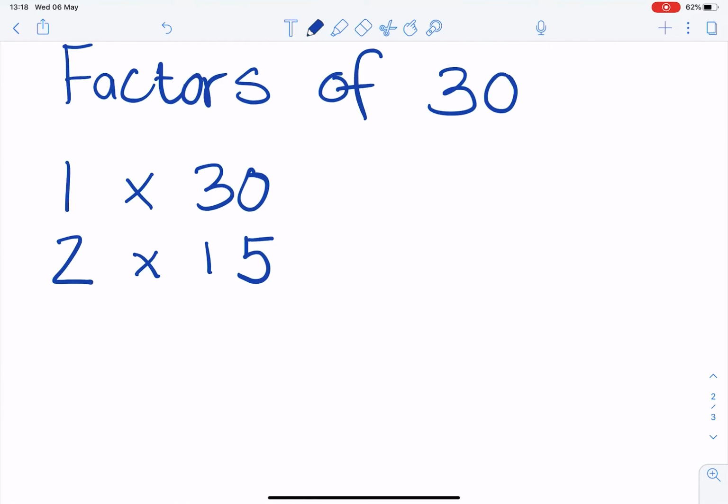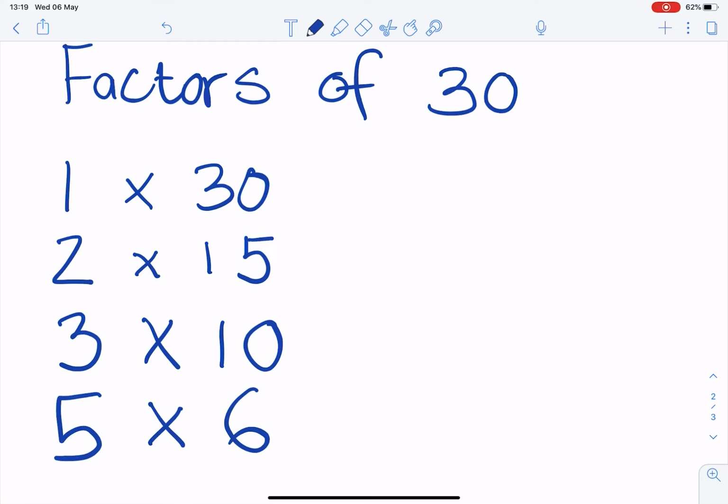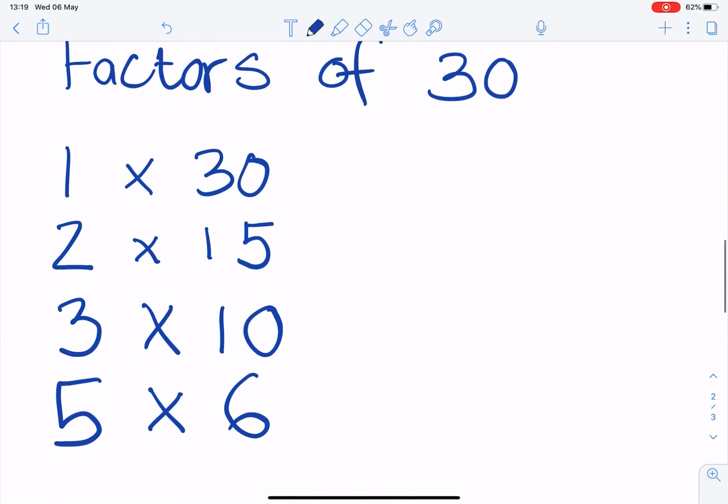Right, let's look at 3. 3 times 10 is 30. What about 4? 4, 8, 12, 16, 20, 24, 28, 32. Nope, 4 doesn't work. What about 5? 5 times 6 is 30. The next number would be 6, but look, we've already got a 6, so we know that it's time to stop.